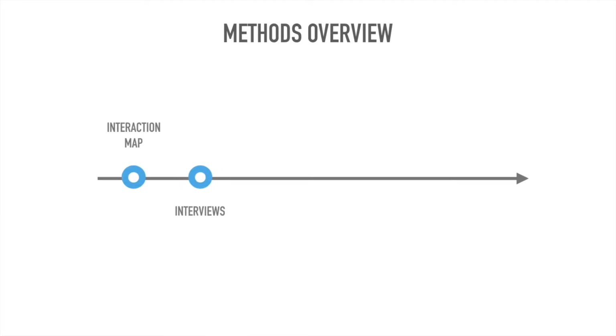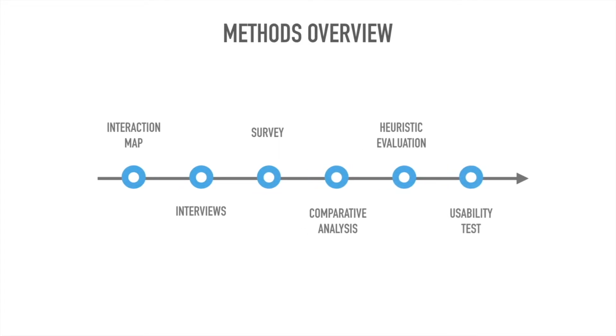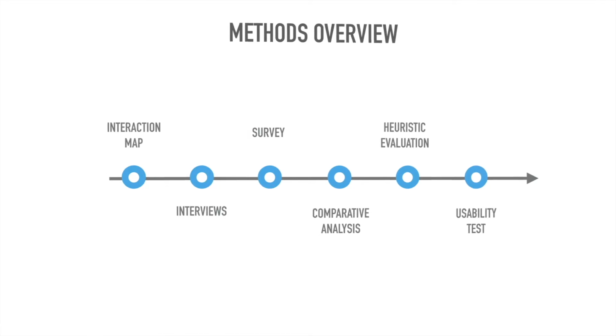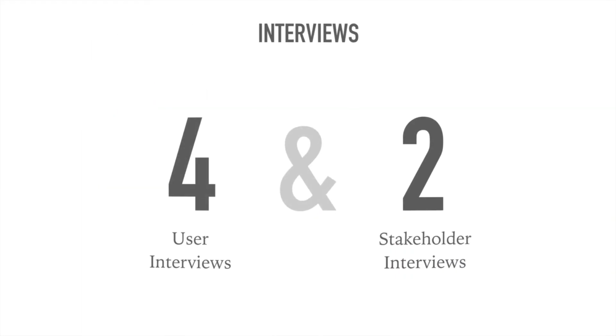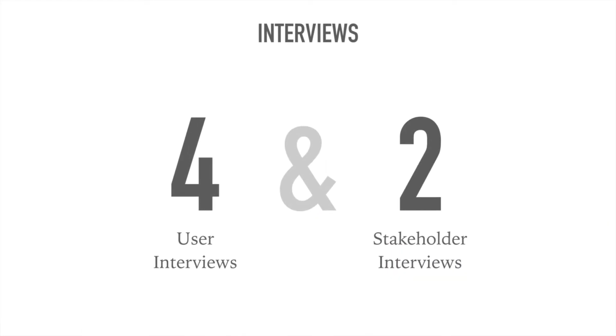Next, I want to take a look at the methods that we used. So we first started with an interaction map, followed by interviews, survey, comparative analysis, heuristic evaluation, and then finally, usability tests. The interaction map allowed us to better understand how a user would interact with the current system. Next, we went into interviews, which was really split into 2 parts.